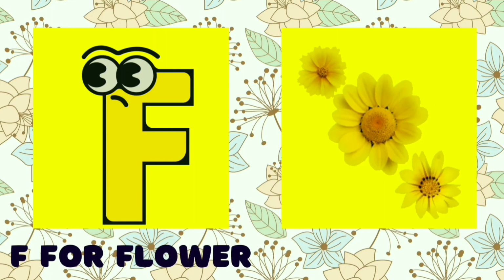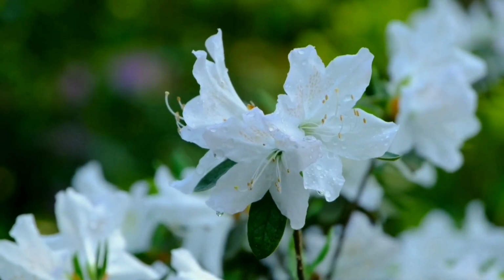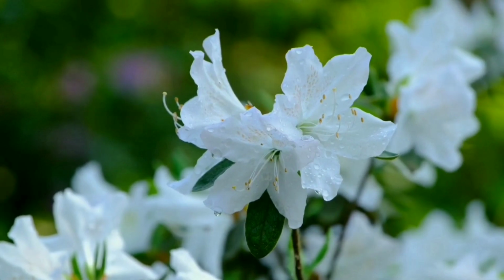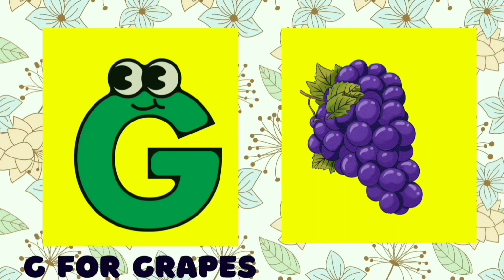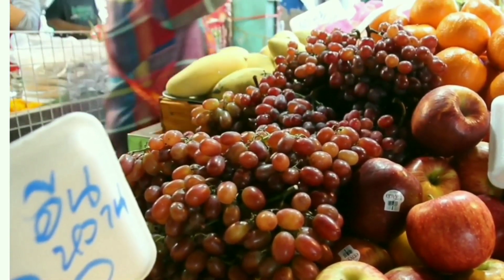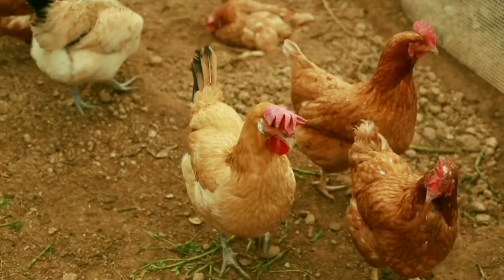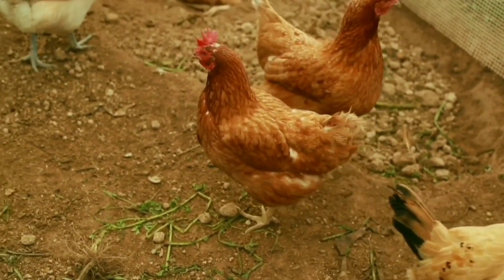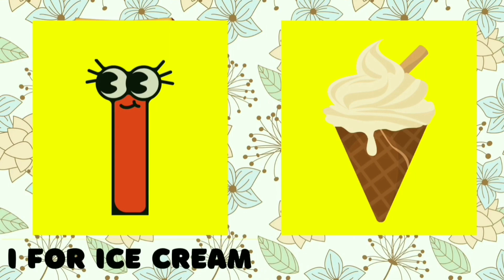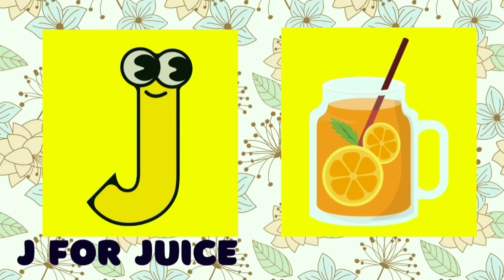F for flower. G for grapes. H for hen. I for ice cream. J for juice.